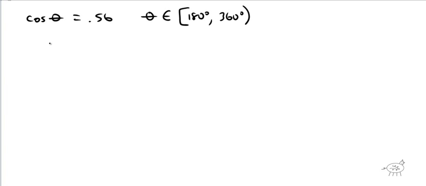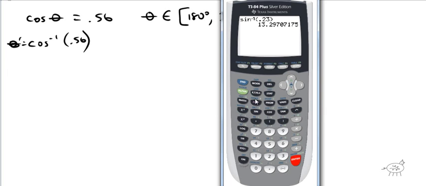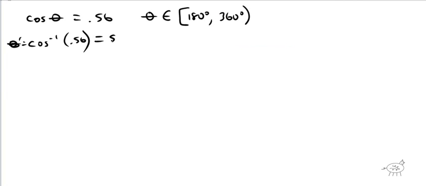The first thing I'm going to do is inverse cosine to find theta prime. Inverse cosine of 0.56. Let's do that in the calculator, and I got 55.9. So it's equal to 55.9 degrees. Again, that's a reference angle, and let's actually sketch where we're at.